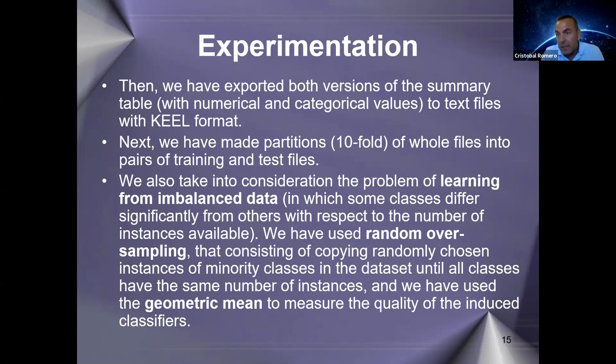In order to resolve the problem, this is a real problem, we use random oversampling. This is an automatic method that consists of copying randomly chosen instances of minority classes in the dataset. That is, for example, to create or simulate excellent students, in order to have a bigger group to compare with good, pass, and fail students. In this way, all the classes are more balanced. They have a more similar number of instances before applying the algorithm.